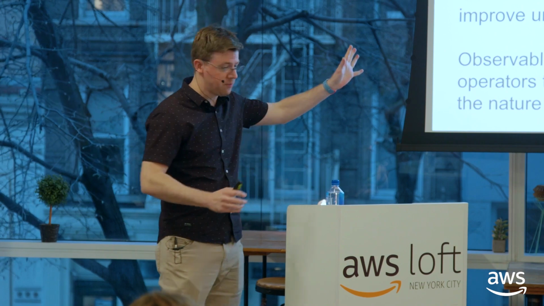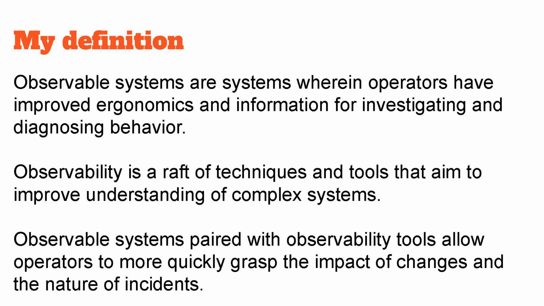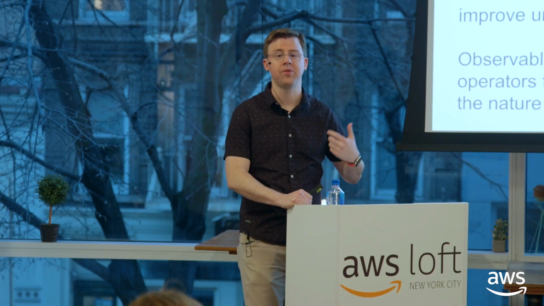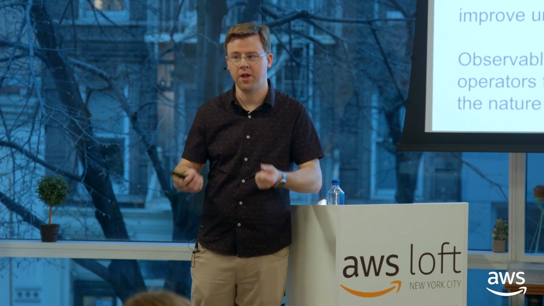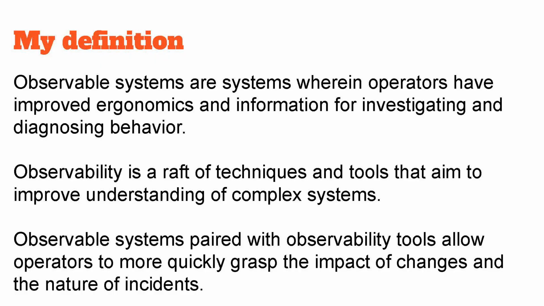There we go. So this is my definition of observability, which I'm going to boringly sort of read, but I know you're doing that too. So observable systems, again, it's an attribute of a system, are systems where operators have improved ergonomics and information for investigating and diagnosing behavior. So again, an attribute of a system. It is observable if the people that operate it have good ways to look into it and understand how it functions. Observability, if we add the ility onto the end, is a raft of techniques all strung together and tools that aim to improve the understanding of complex systems.